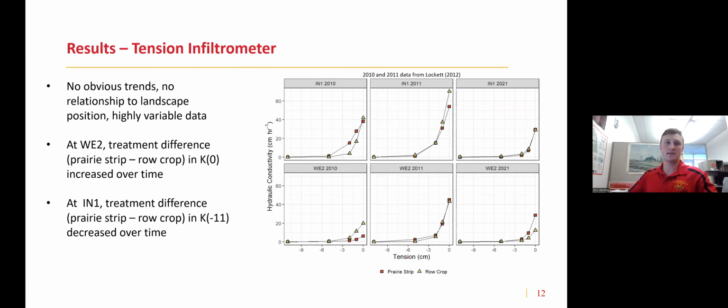Now, taking a look at some of the results, here I have 6 plots representing the 2 sites in 3 years. We have hydraulic conductivity on the y-axis, and then the different tensions that we set with the equipment on the x-axis. And honestly, there weren't really any obvious trends with regards to the treatments, other than the data was highly variable. It's a little disappointing. It's hard to really find too much occurring over time.